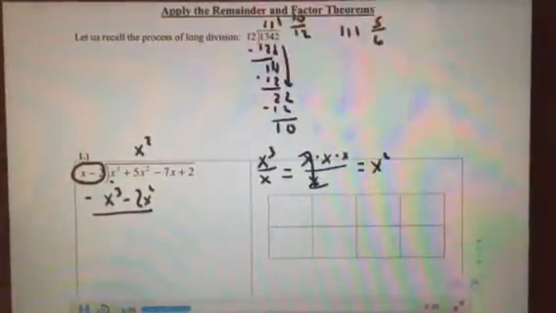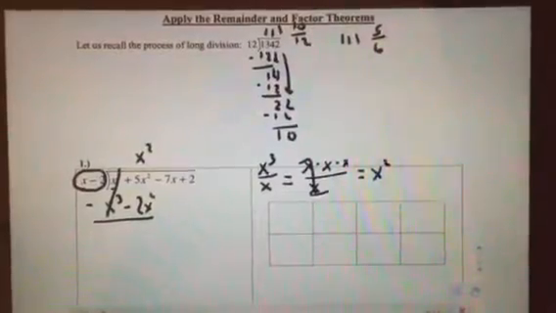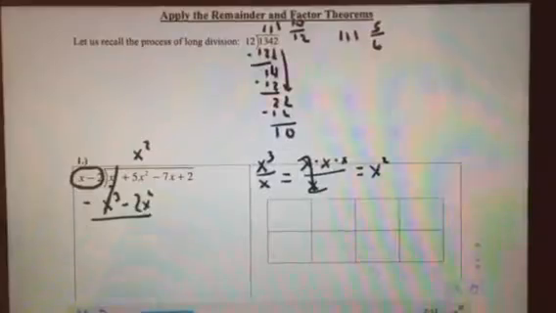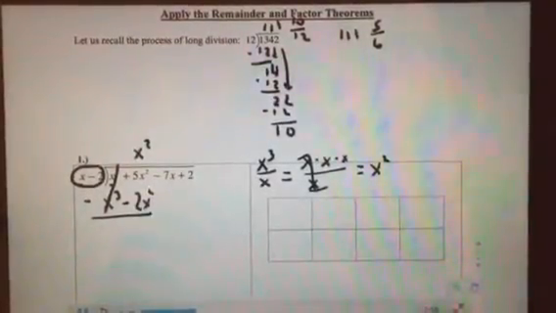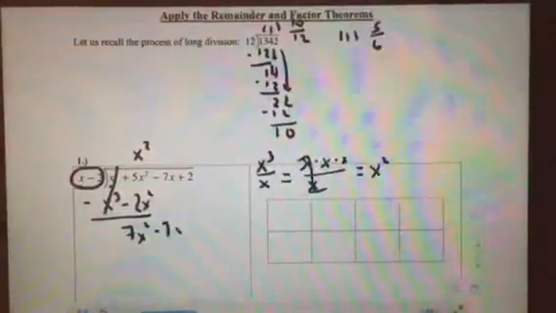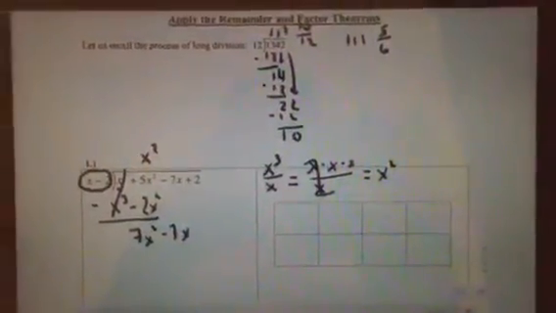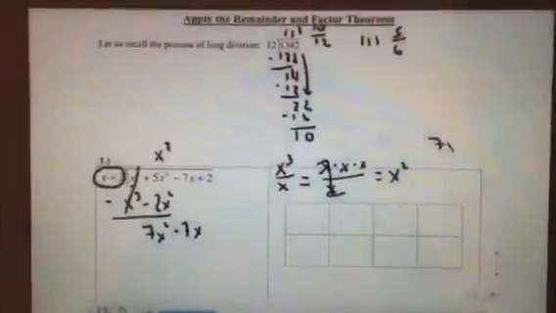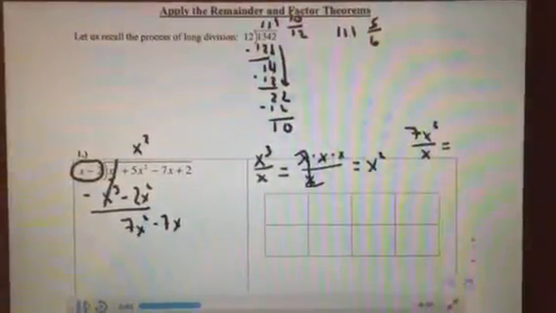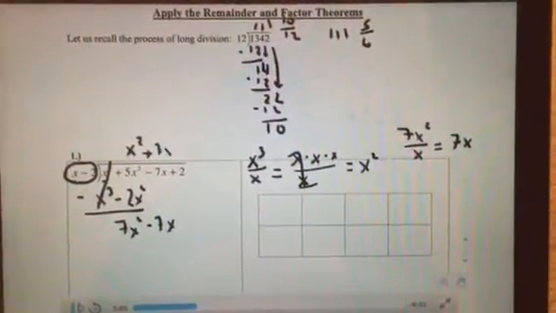Subtract straight down. X cubed minus x cubed is 0. That place value should always drop out. If it doesn't, go back and check your work. Somewhere there's a mistake. 5, take away negative 2 is really 5 plus 2, which is 7. Now we're thinking, okay, what's 7x squared divided by x? We're left with 7x. So we're going to put plus 7x up top.